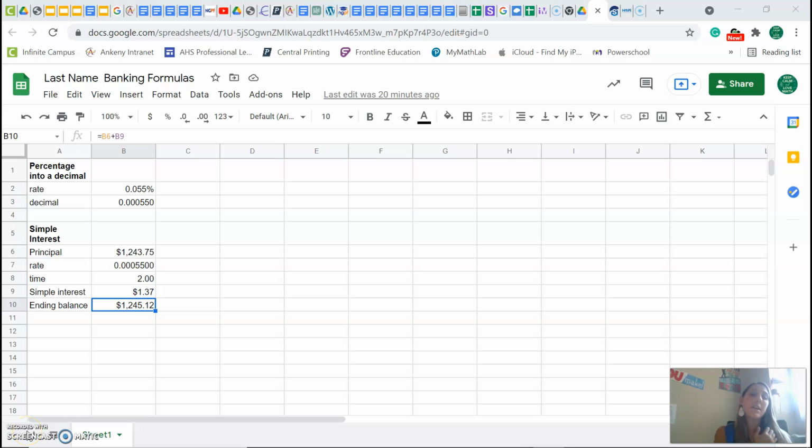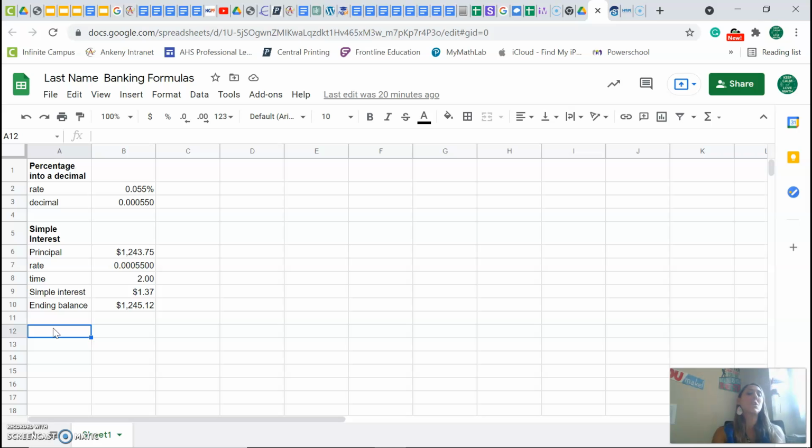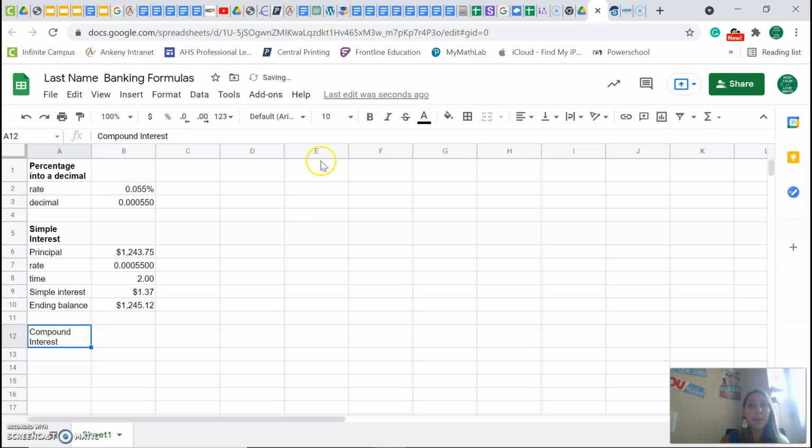Okay, welcome back. So the next formula that we learned was compound interest. So that is what I'm going to type right here. I am going to type compound interest. Hit enter. Again, I want to make this bold so I know that this is a new formula that I will be using. Okay, so in compound interest, we used principal.